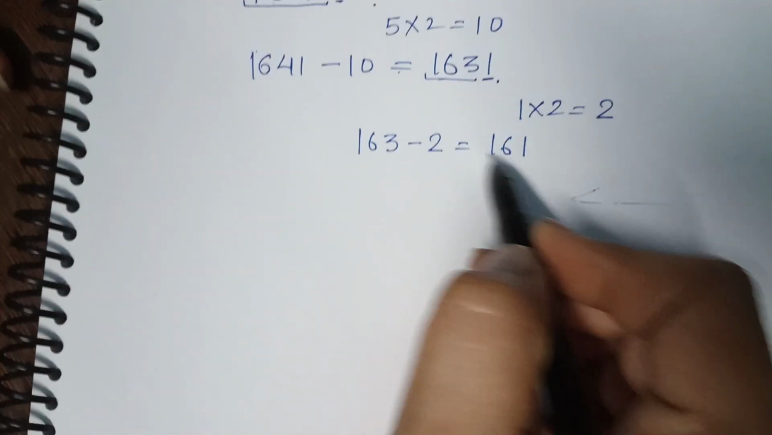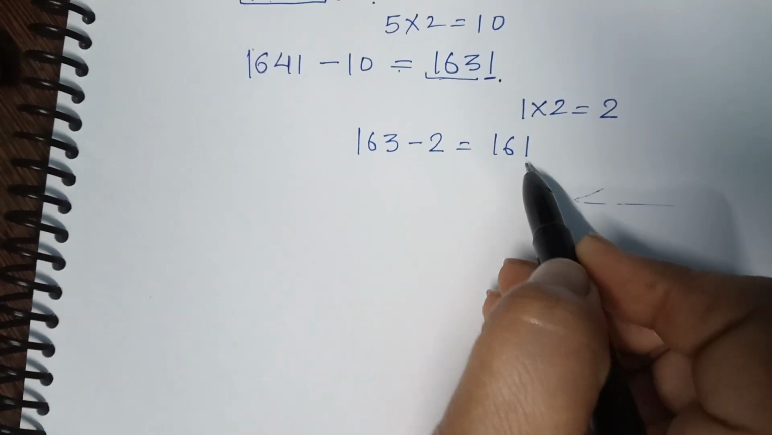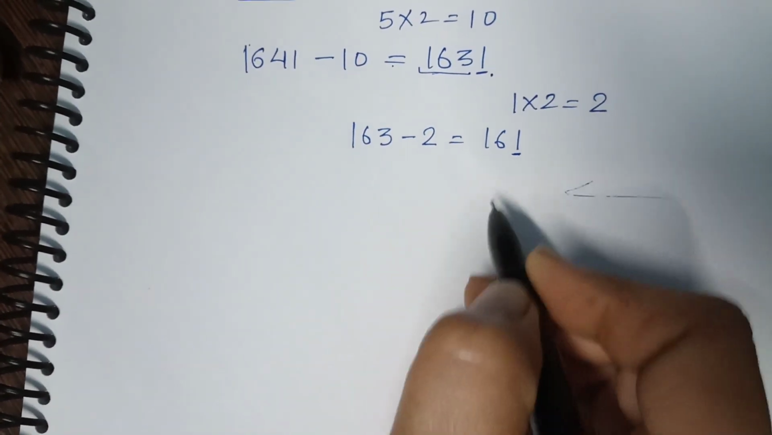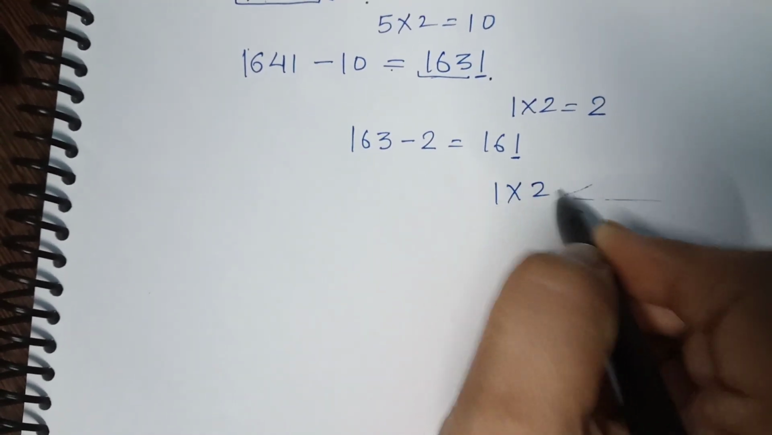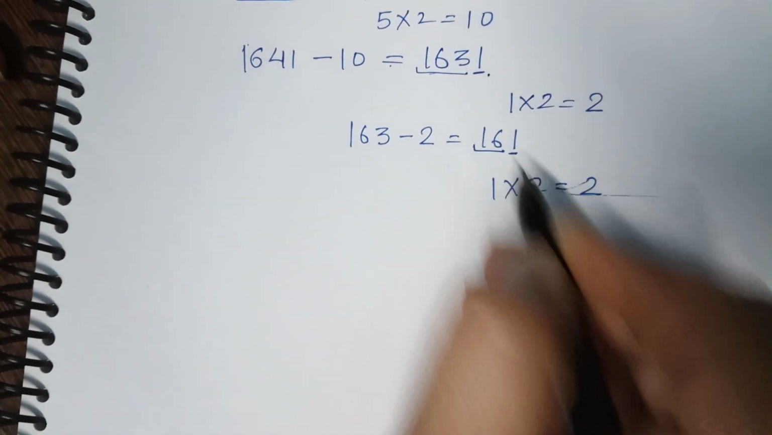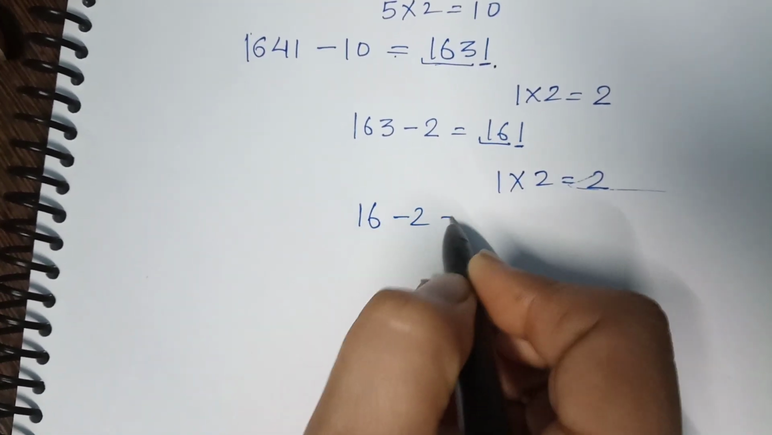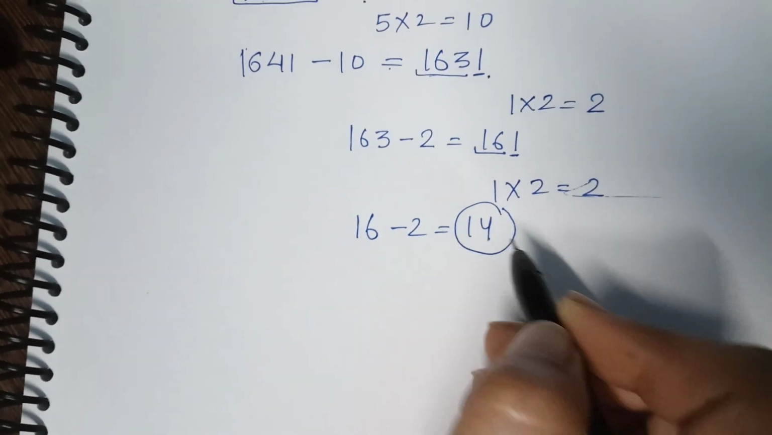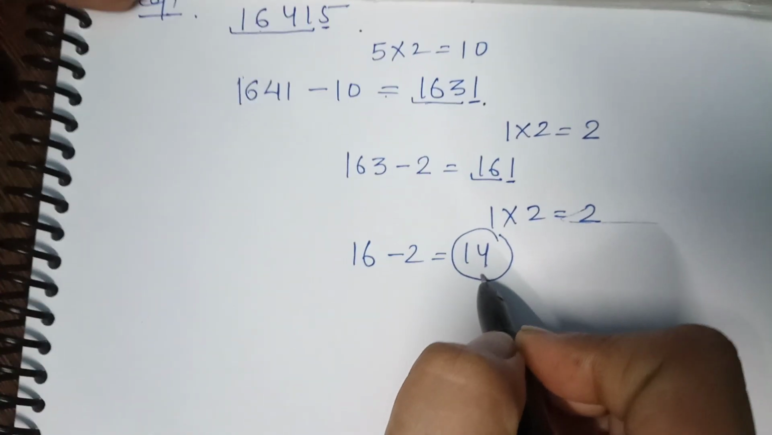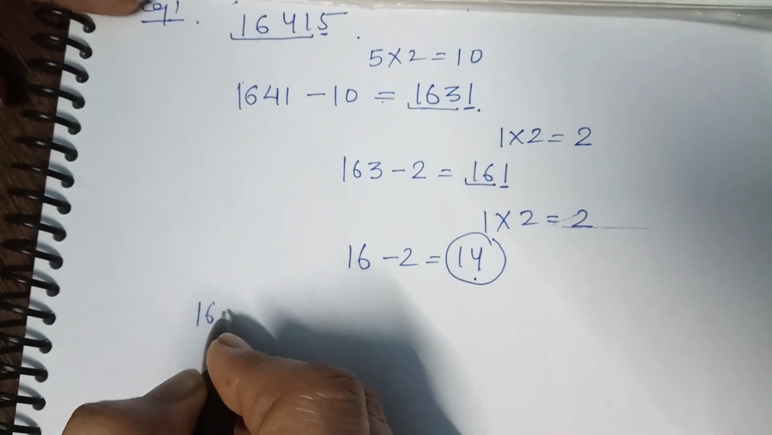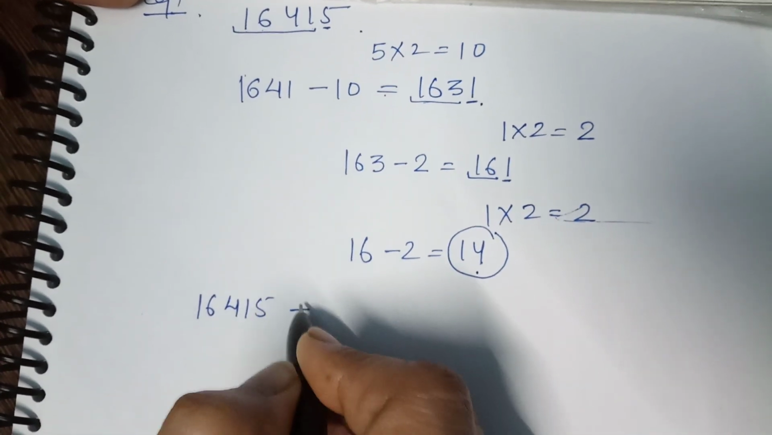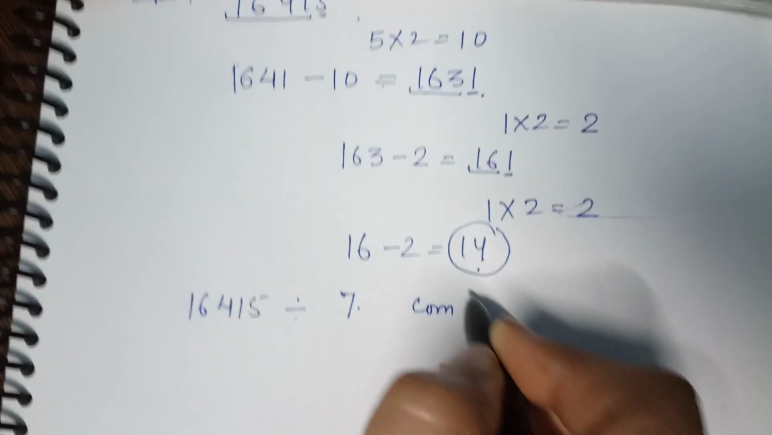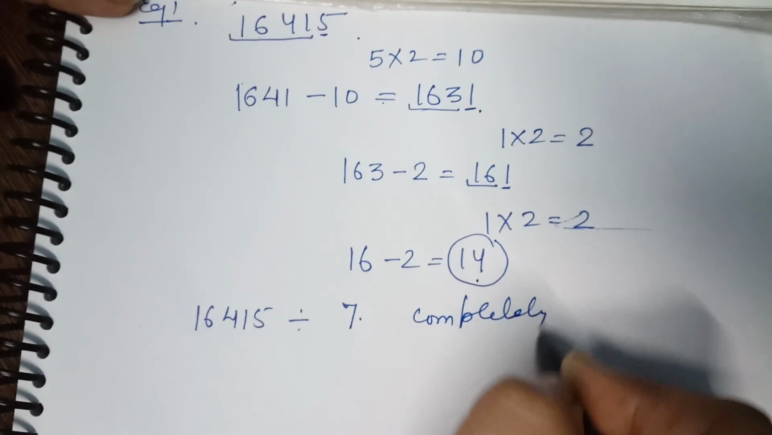Again we have to check whether this number is a multiple of 7 or not. Again we can repeat this method. The last digit is 1 and double of 1 is 2, and the rest of the number is 16. 16 minus 2 is 14, which is a multiple of 7. It is divisible by 7. So hence 16415 is also divisible by 7 completely, right?